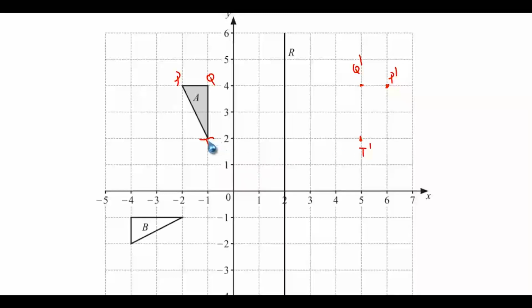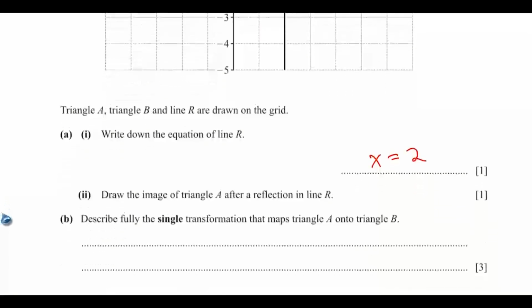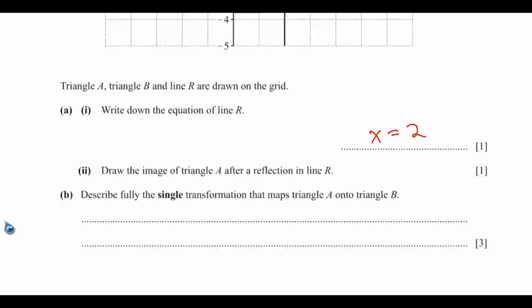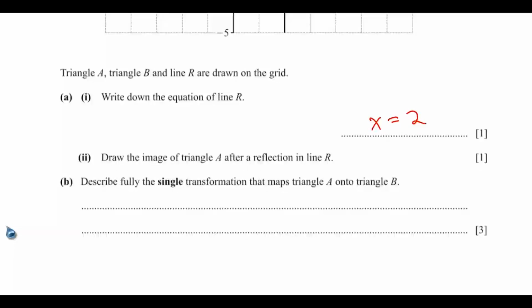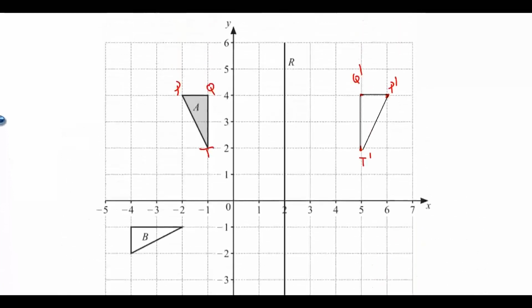You may want to confirm that. Let's see. 1, 2, 3. Okay, 1, 2, 3. That's what you have there. Let's connect the points of the image together. You have this, and finally you have this. This is the image of triangle A after reflection in the line x equals 2, that is line R. Part B: describe fully the single transformation that maps triangle A onto triangle B.